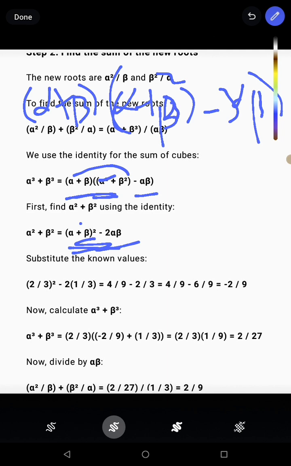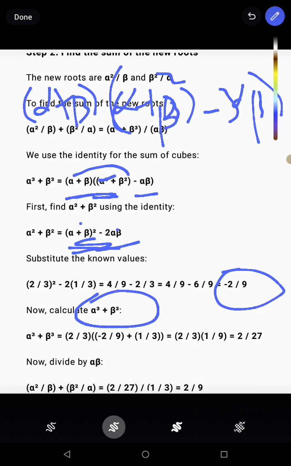That will be 2 over 3 all raised to the power 2, then minus 2 times 1 over 3. 2 squared is 4 over 9, and then minus 2 over 3, simplifying it to get minus 2 over 9. So now what will our alpha cube plus beta cube be? That's where we are going now.